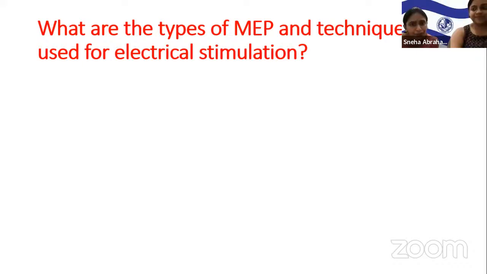There are two techniques of electrical stimulation. One is a single pulse technique and the other is a high frequency train of impulses technique. In the single pulse technique, we use a high voltage of 100 to 400 volts, which is given for 50 to 500 microseconds. Whereas in high frequency train of impulses, we give a train of 5 to 7 impulses of 100 to 400 volts of high frequency of 500 hertz.